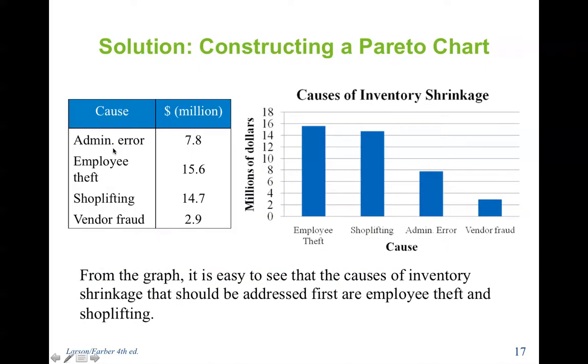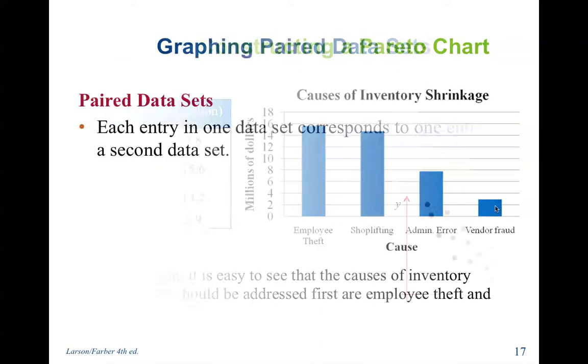As you can see, I've made a table over here: admin error is 7.8 million, employee theft is 15.6, shoplifting is 14.7, and vendor fraud is 2.9. 15.6 is our most in millions lost to shrinkage. Therefore, it's going to be our first category on our Pareto chart. The next highest is shoplifting at 14.7, then administrative error at 7.8, and then vendor fraud at 2.9. And that's how we would create this Pareto chart.